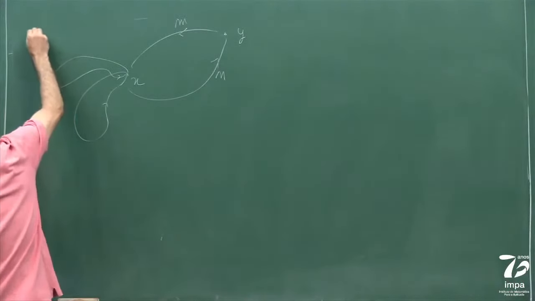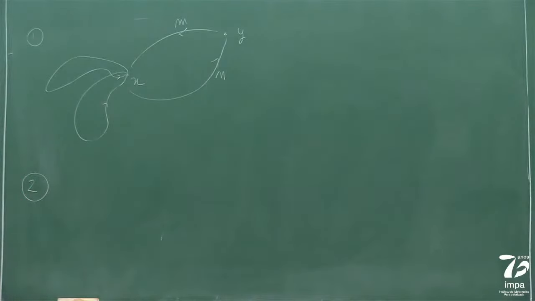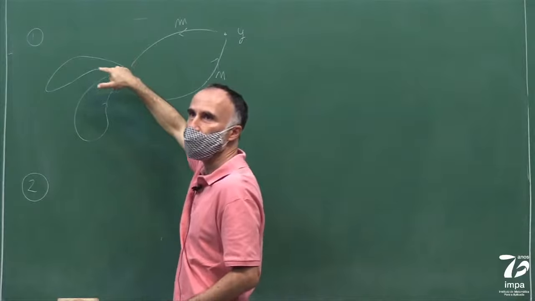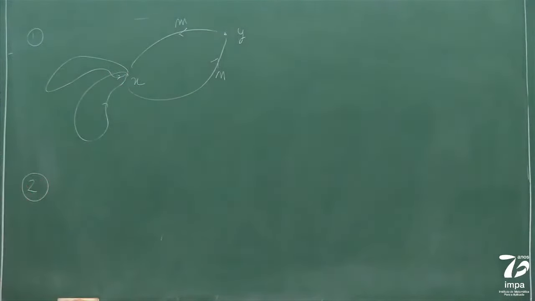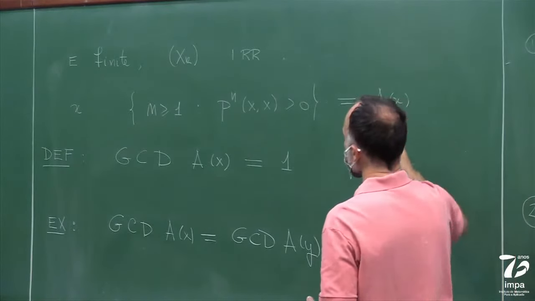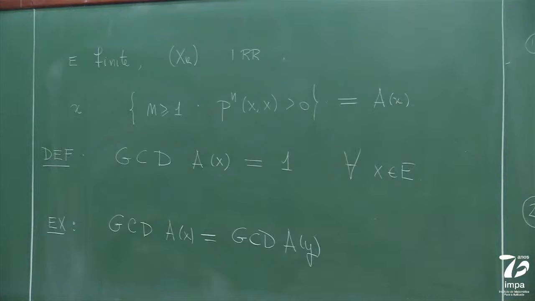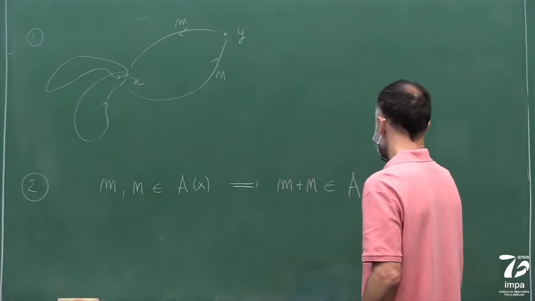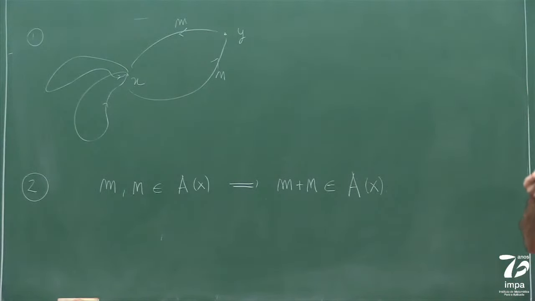So this is one observation. The second observation, and mind that here I'm using the Markov property, right? Because while I'm going from y to x, then I'm stopping at x, and I'm starting the process at x, and I'm visiting x. So you'll need the Markov property. And then a second observation is the following. So A(x) has a very simple structure in the sense that if m and n belong to A(x), then the sum belongs to A(x). So if you can return from x to x in m steps, and in n steps, you can, of course, return in m plus n steps.